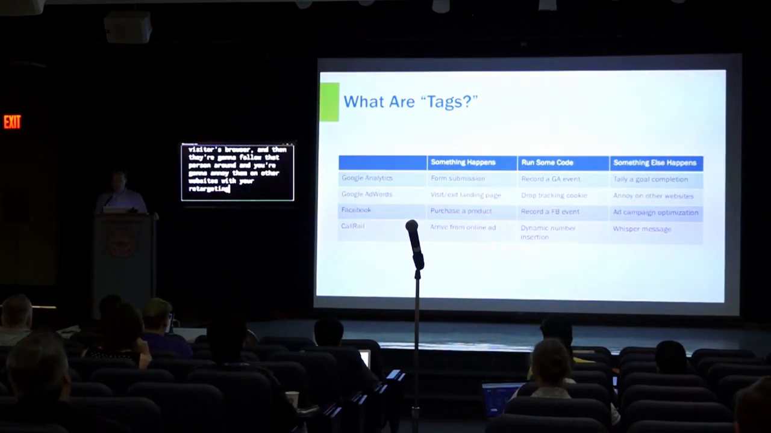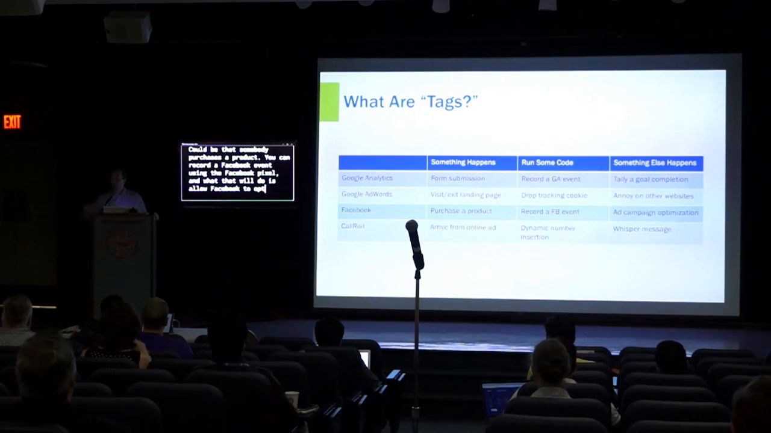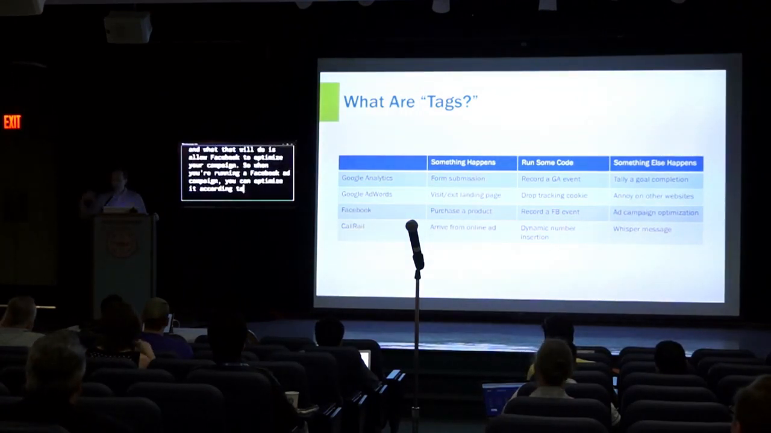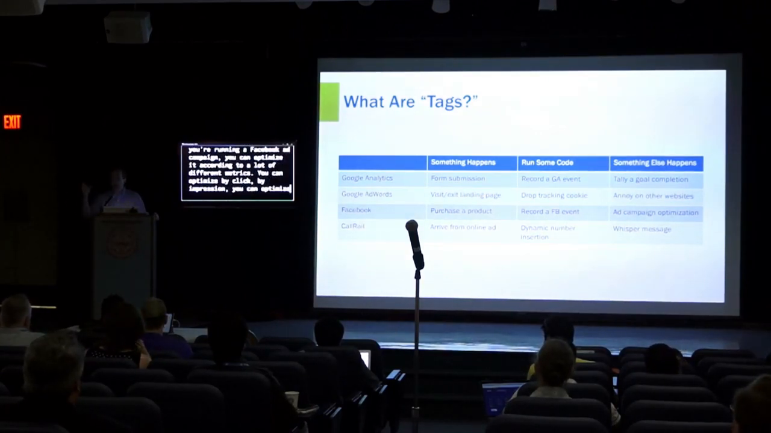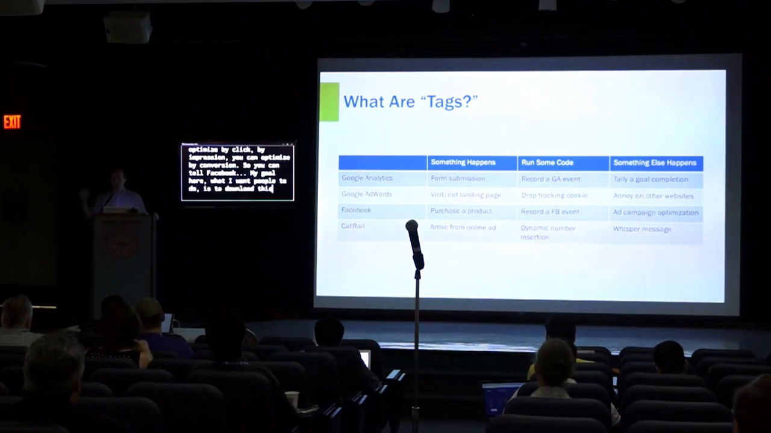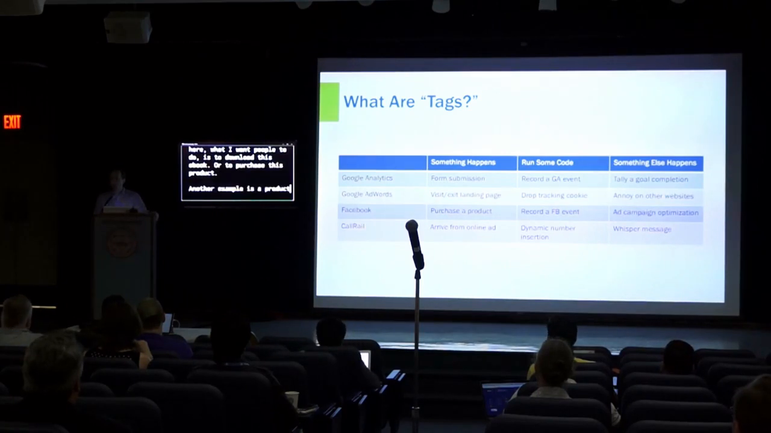Facebook: it could be that somebody purchases a product. You can record a Facebook event using the Facebook Pixel, and what that will do is allow Facebook to optimize your campaign. So when you're running a Facebook ad campaign, you can optimize it according to a lot of different metrics. You can optimize by click, by impression, by conversion. So you can tell Facebook, my goal here, what I want people to do is to download this ebook or to purchase this product.